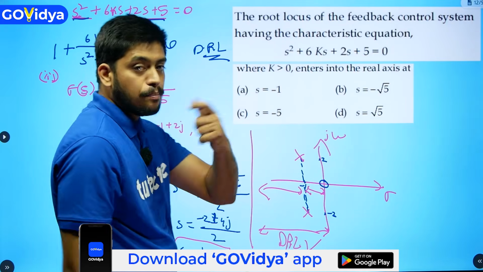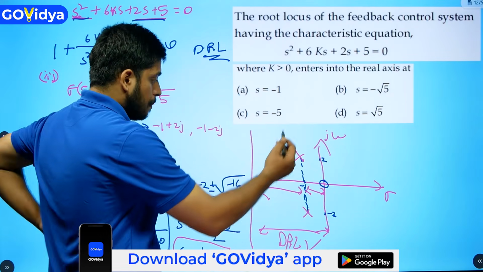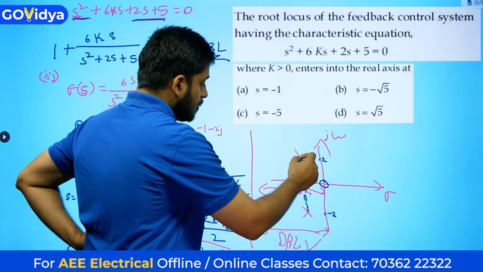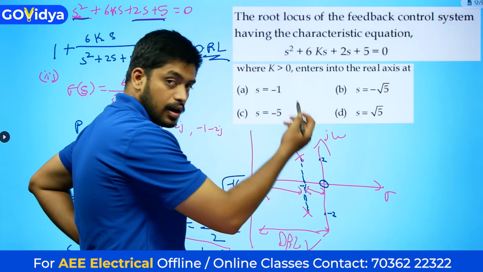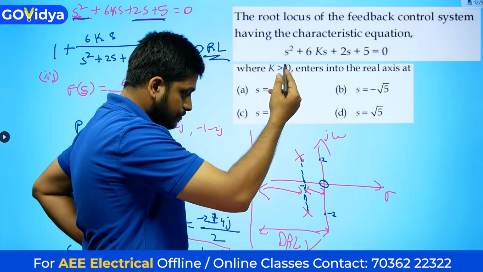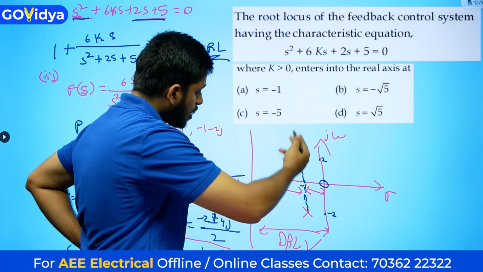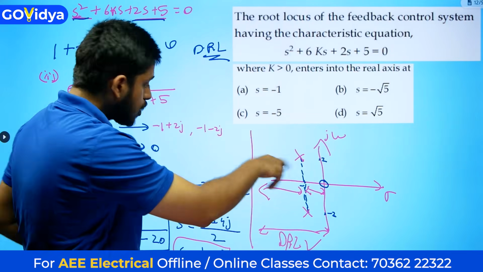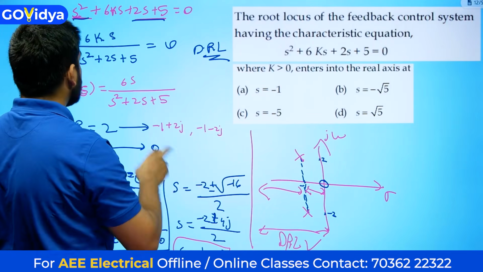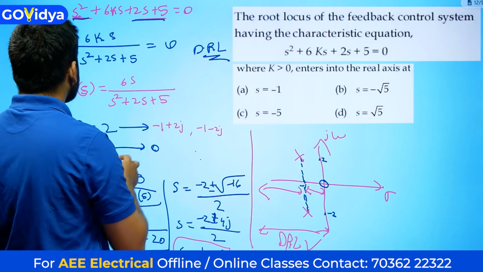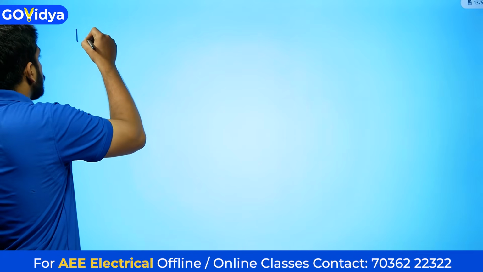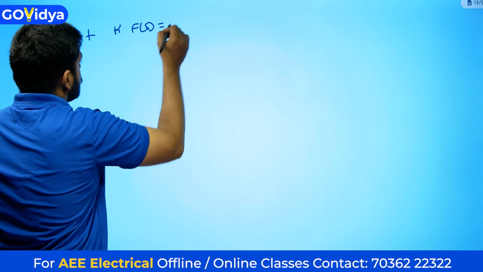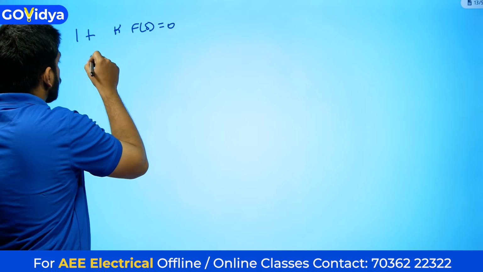Now we need to find the break-in point. We know the break-in point would be in such a way that the locus from the open loop poles goes towards the zero. So here is my zero. Somewhere here we are going to get the break-in point. So let us solve the equation first. What is the f of s equation? 1 plus k into f of s is equal to 0. So I am sending here 1.